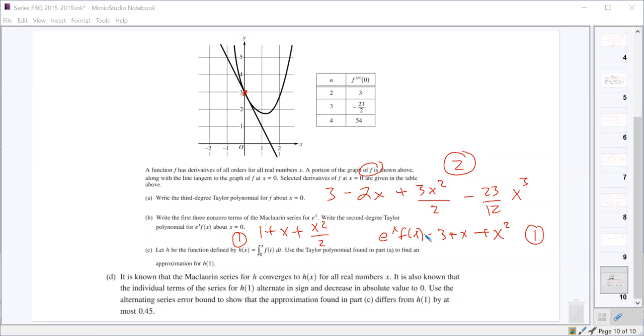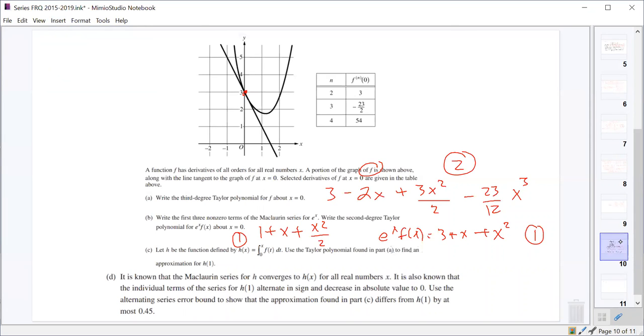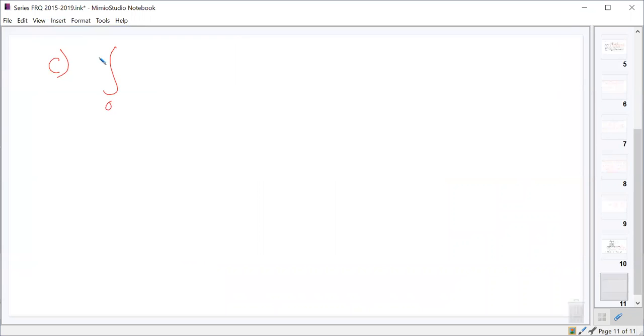So A and B were pretty straightforward. Hopefully you're good with them. Okay, good. All right, part C. What about part C? What do we need to do? We needed to integrate from 0 to x our function for f of t. And then we want to use the Taylor polynomial that we found in part A to find an approximation for h of 1. So if we're going to integrate, what did it say? Integrating, what are we integrating? F of x or e? Yeah, not e to the x f of x, just f of x. Okay. So we're integrating from 0 to x f of t dt.